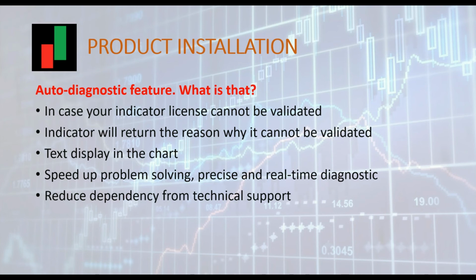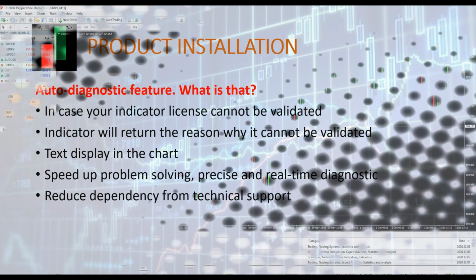When for any reason the license cannot be activated, the indicator will display a text message in your chart. The Auto Diagnostic feature will display the exact reason why the indicator could not be activated. For instance, the CSV file might be missing, incorrect, or outdated. The Auto Diagnostic will always return a precise error code. The purpose of this feature is to speed up problem solving. Users might even not need support for the diagnostic and proceed with correction on their own.